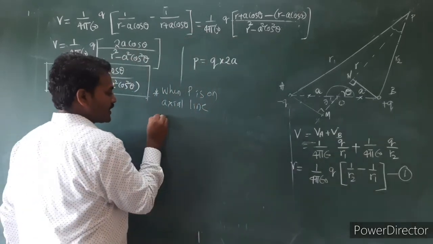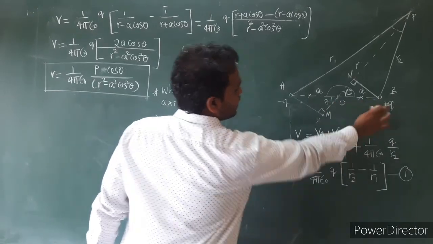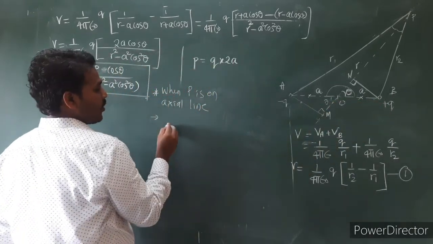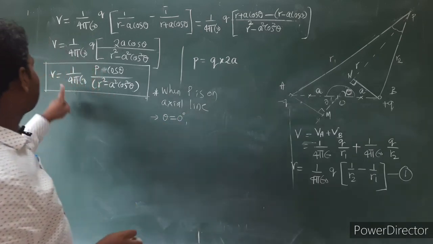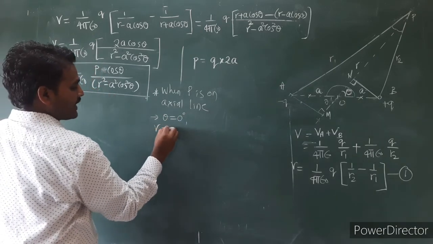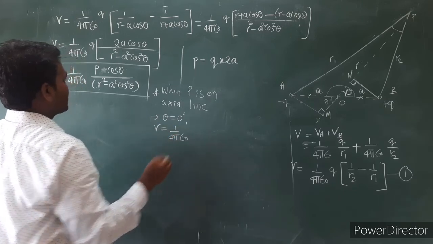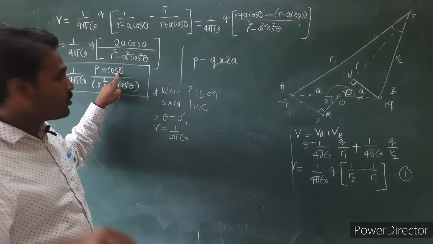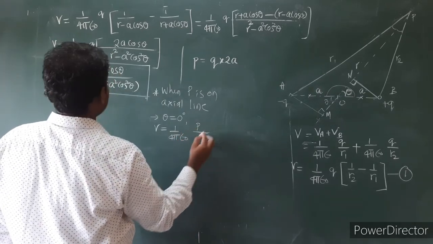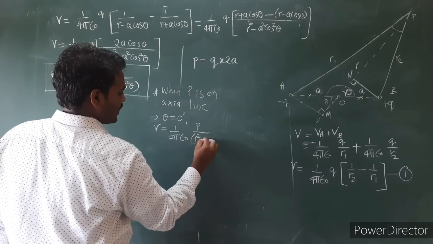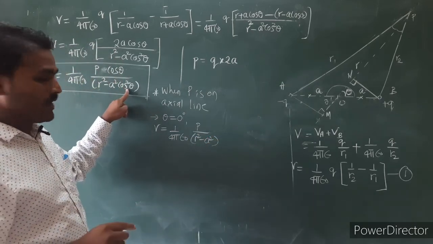So here there are two cases. In the first case, when the point P is between the positive charge and the midpoint, theta will be equal to what? 0 degrees. Theta will be equal to 0 degrees, and I can write V is equal to what? V is equal to 1 by 4 pi epsilon naught. This cos theta will be equal to 1. So simply I can write it as P divided by R square minus A square. Cos square theta will also be equal to 1.